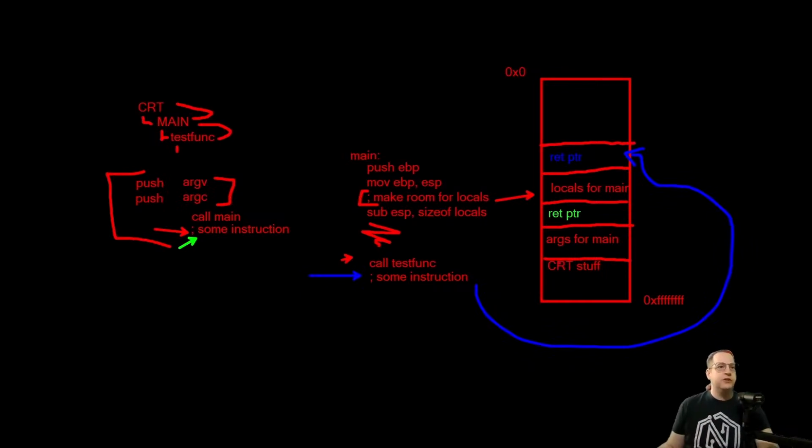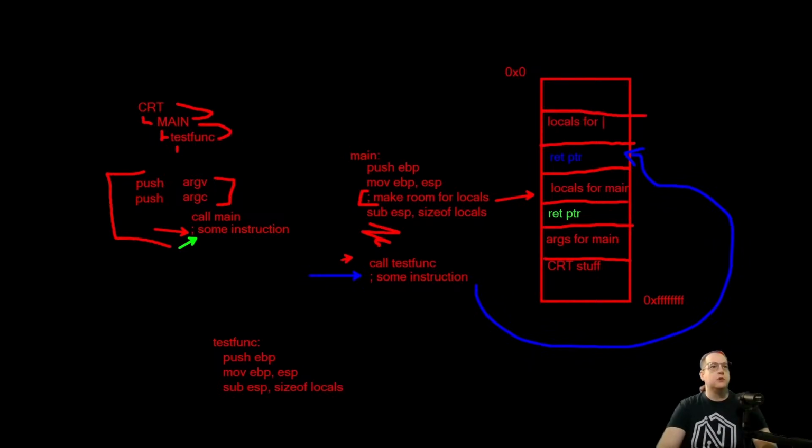So we have the stuff from the C runtime, anything it was doing with its variables, anything like that, and then the arguments that are pushed for main, then the return pointer to go back to after main is finished, there in green. Then we have the locals for main. We're making then a call to our testfunc. Testfunc itself has local variables. So inside of testfunc, it's going to do that same stuff. Push EBP, move EBP, ESP, and then it's going to sub ESP, size of its own locals. So we also have space here for any local variables for testfunc.